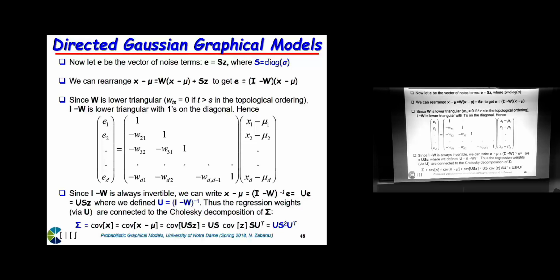So to find the covariance of the joint vector x, you need to compute U, and U is in terms of the weights, and you need S, and S are the noise standard deviations of the conditional distributions. So no recursive calculations at all. The recursiveness has disappeared with one trick, and that trick is to work not with the x variables, but with the x minus mu variables.